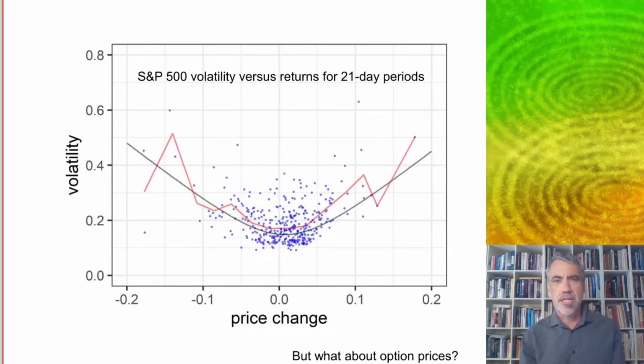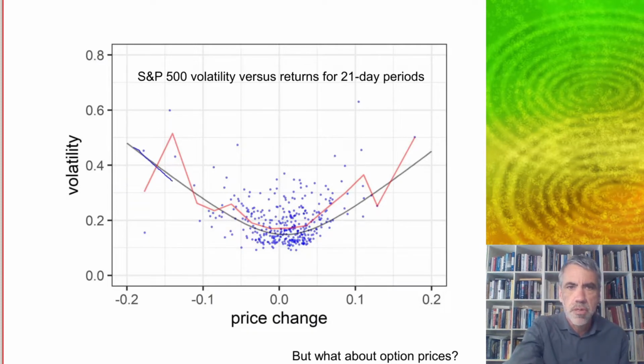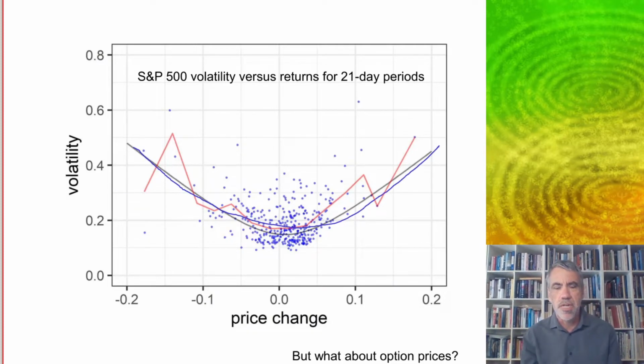But interestingly, if you look at actual stock market data, so this is for the S&P 500 volatility versus returns for a 21-day period, so the same experiment but using actual market data, you do get the characteristic smile shape. And you see the same kind of thing if you look at other stock indices and stocks, currency pairs, and so on. There's this fairly persistent smile shape which appears. But if this is true, this should have implications for option prices.